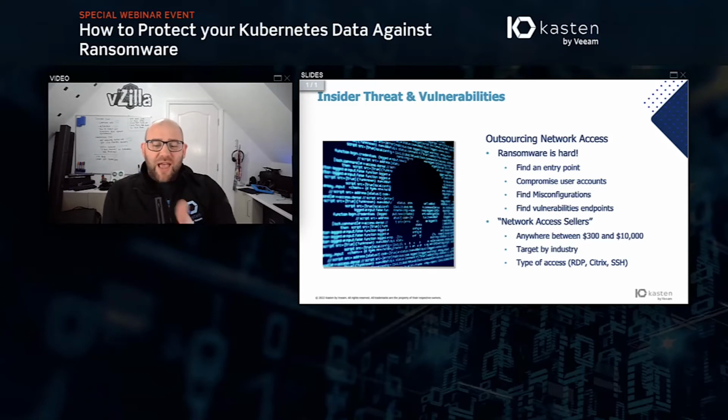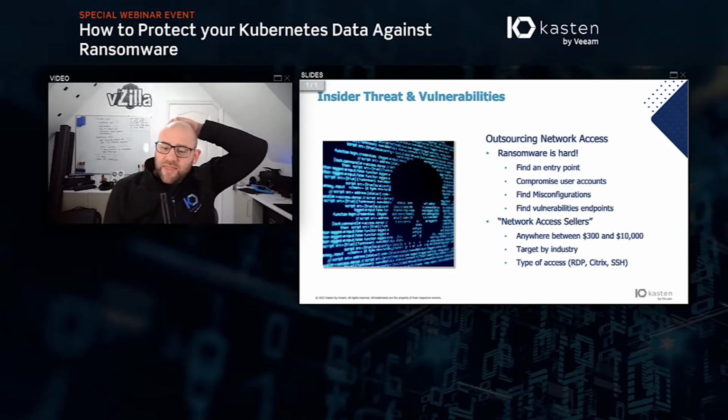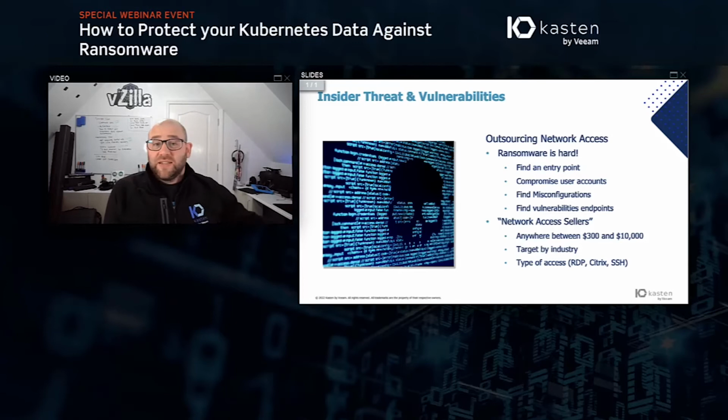But you can see there, $300 to $10,000, you're able to buy network access into a company on the internet. We're not even talking about the dark web, the depths of the internet, to find that information. And this could be things like just simple RDP access into your environment, or SSH. And then once they've got access, once the red team's there, then what else could they do?